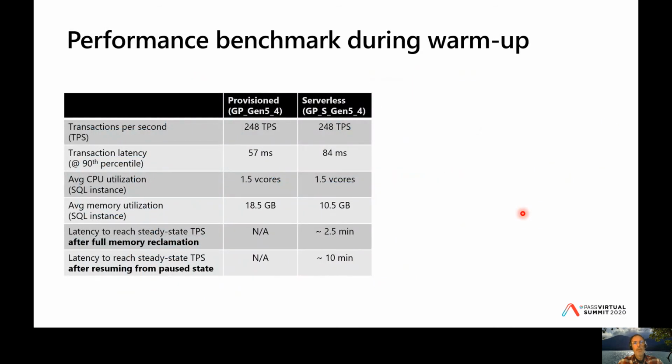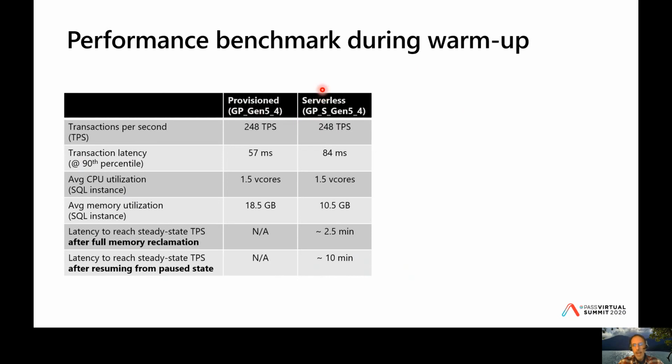So next, I'd like to provide some numerical details by way of example of how the performance in serverless compares to the performance in the provisioned compute tier. So we took a provisioned compute database with 4 cores and compared that against a serverless database with 4 cores. Otherwise, these databases are identical. They're both in the general purpose tier on Generation 5 hardware.